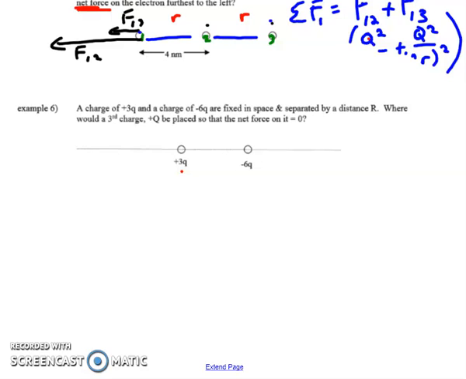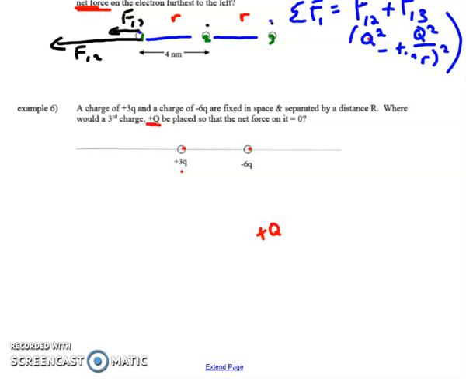So I'm asking, is there a place, and they're just separated by some distance r, where a third charge could be, and it's a positive charge, such that the net force on it is 0? Okay, so in other words, if I put that positive Q here, will the contribution of the force from this guy and this guy cancel out?